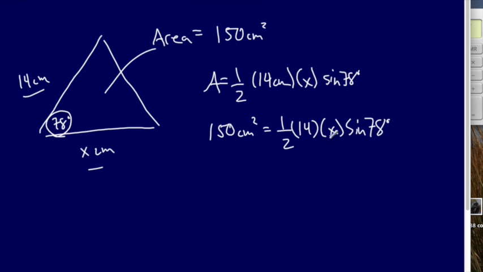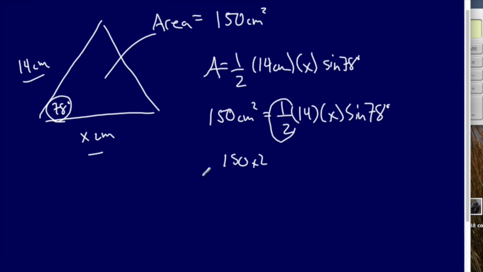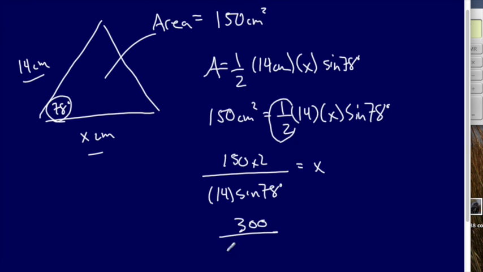Well, now we need to isolate for x, so in order to do that we have to manipulate a couple of things. This 1/2 means that I'm going to have to multiply the other side by 2, and the rest I'm going to have to divide by. So I'm going to say that 150 times 2 all over 14 times the sine of 78 will allow me to solve for my x. So I know that 300 over 14 times sine of 78 will equal x.